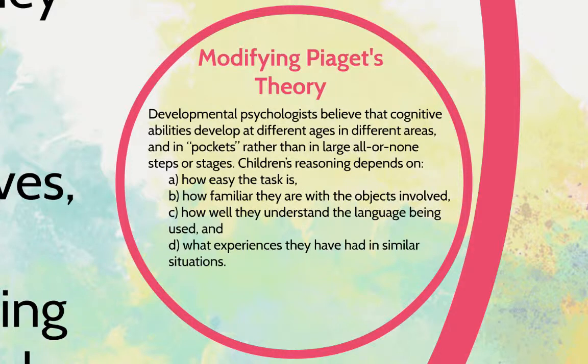Developmental psychologists believe that cognitive abilities develop at different ages in different areas, and in pockets rather than in large all-or-none steps or stages. In addition to their general level of development, children's reasoning depends on four things: how easy the task is, how familiar they are with the objects involved, how well they understand the language being used, and what experiences they have had in similar situations.